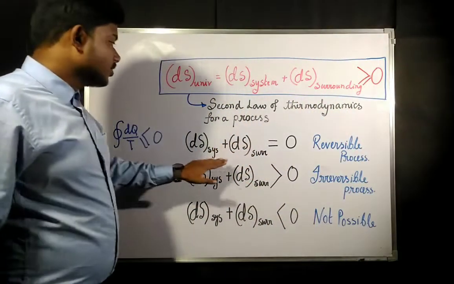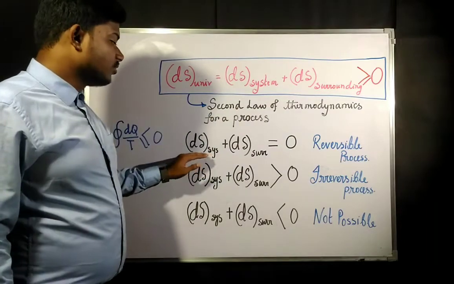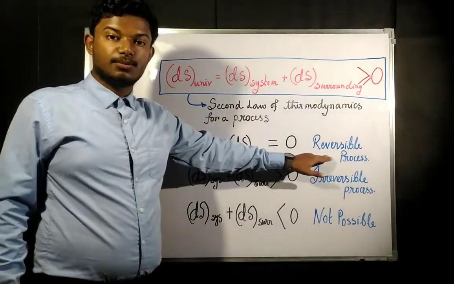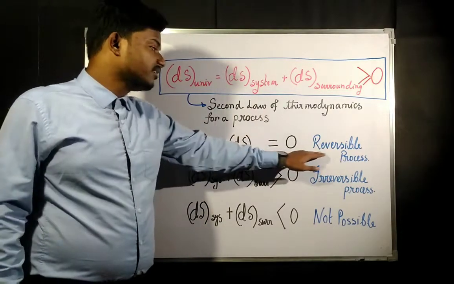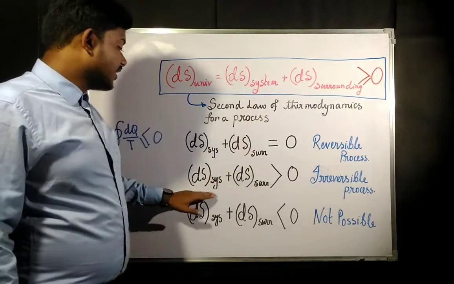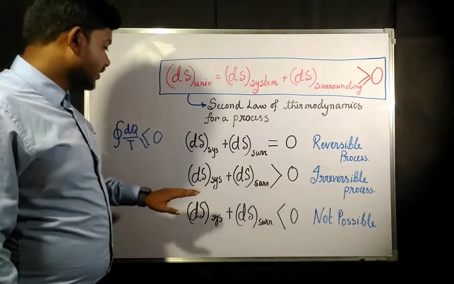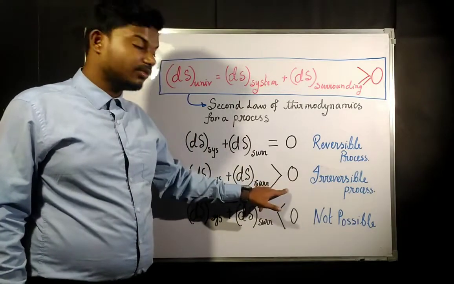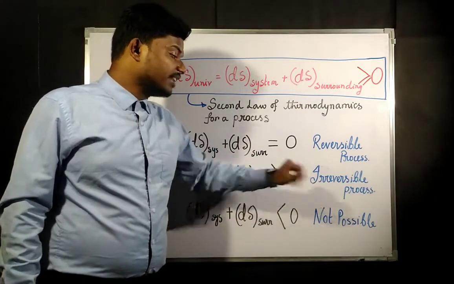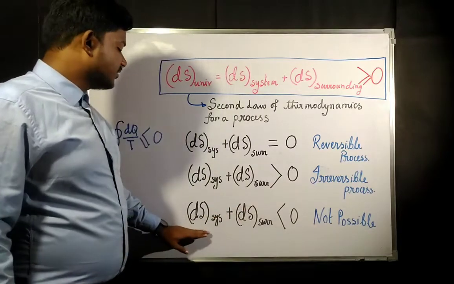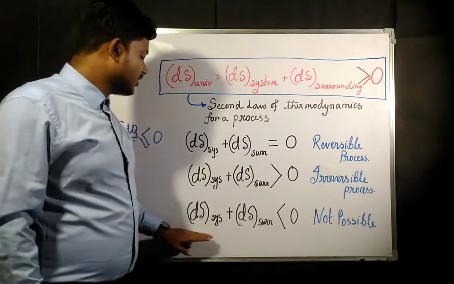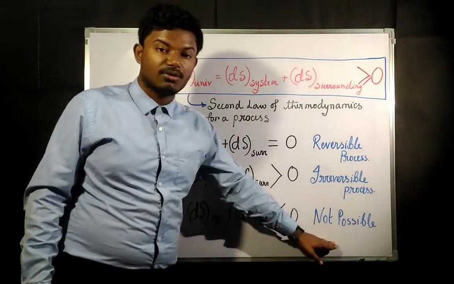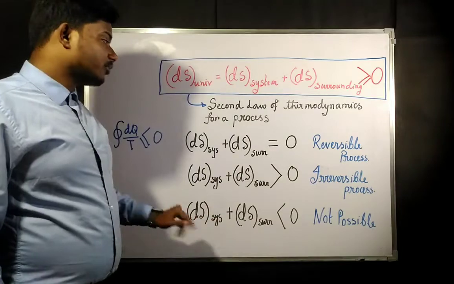Now this quantity is greater than or equal to 0. It is going to be equal to 0 when it is a reversible process. And it is going to be greater than 0 when it is an irreversible process. The entropy change in the system plus the entropy change in the surroundings being less than 0 is never going to happen. So this is not possible.